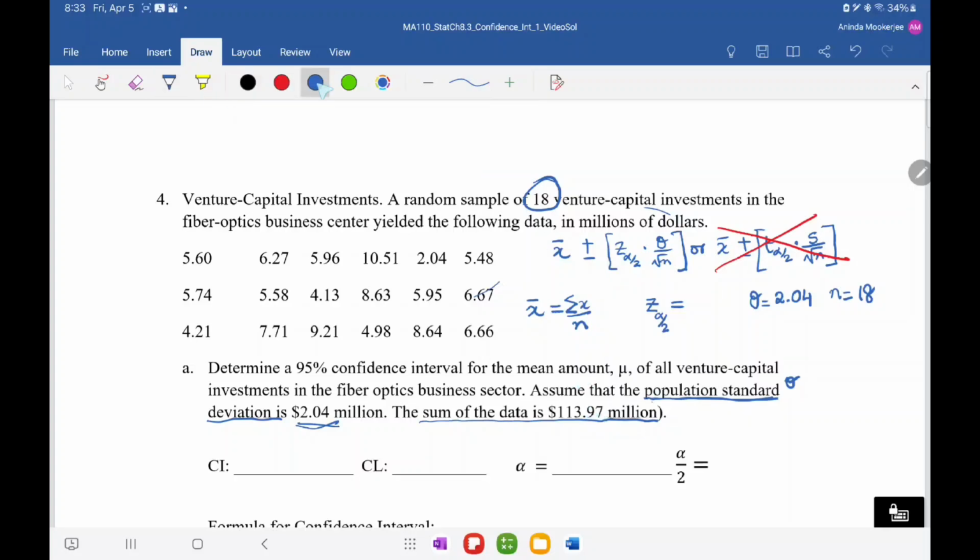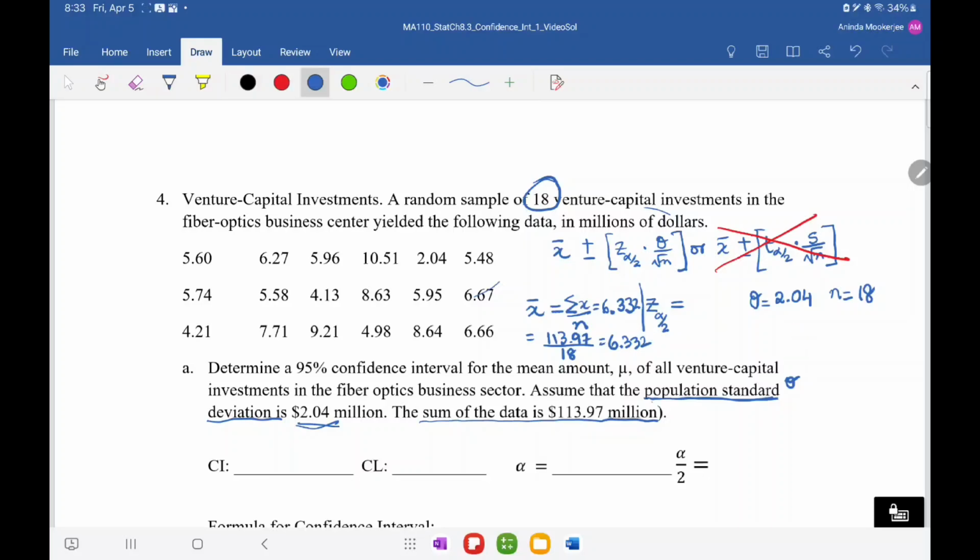So sigma x would be 113.97 divided by 18, and that would give us a value of 6.332. Again, let me write this clearly. This is 6.332.